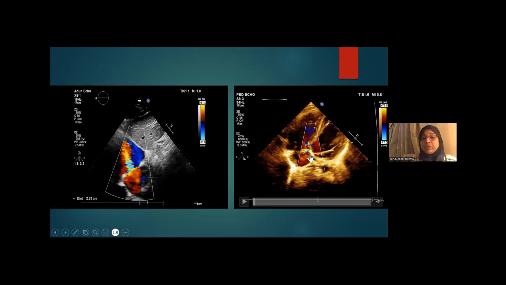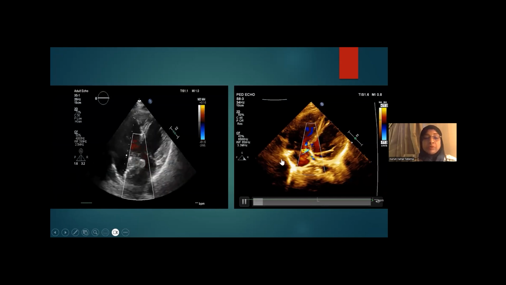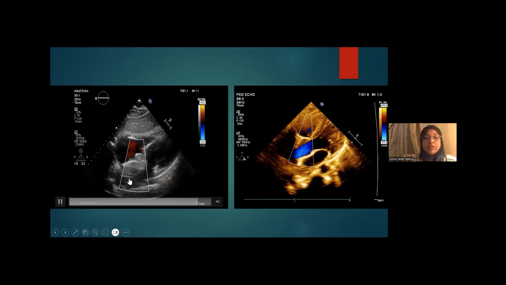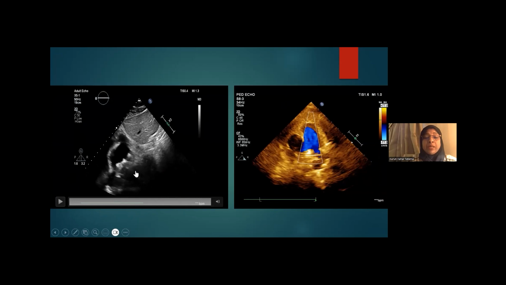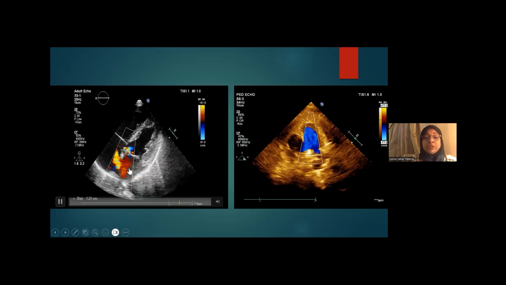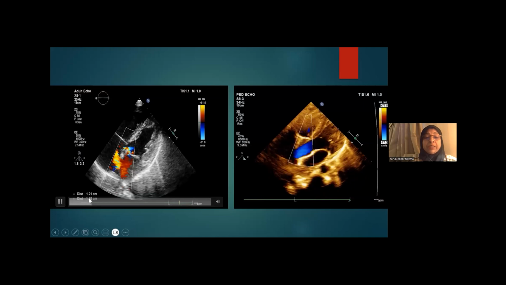We are seeing the right side chambers of the heart are dilated. This is another one. Here, this echocardiography was recorded during a device closure procedure, and you have seen that this was the original ASD, and after measuring all these things, we place the device.